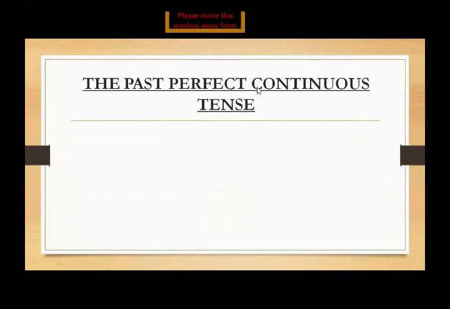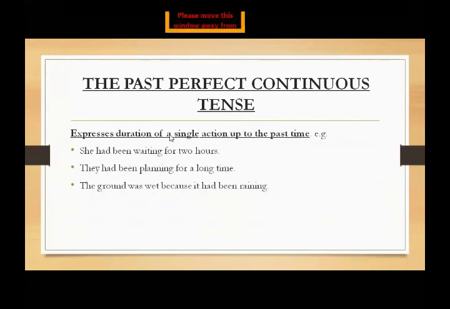Then past perfect continuous tense. It is just like present perfect continuous tense. It expresses the duration of a single action up to a past time. In this tense also we have to mention time. She had been waiting for 2 hours. The difference is only past and present. That was present and this is past.